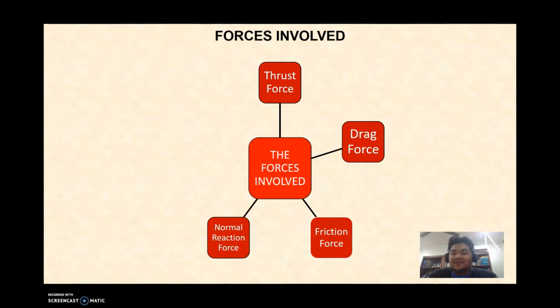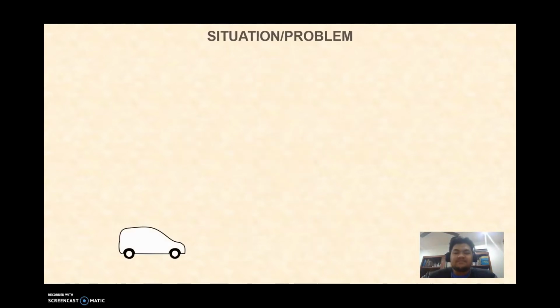Essentially, this force is a representation of Newton's third law, which is for every action, there is an equal but opposite reaction, which introduces the next force, which is called weight. Weight, according to its simplest definition, is the force exerted on a body by gravity. So the opposite of the weight will be the normal reaction force. Now, what is the situation for our case study today?